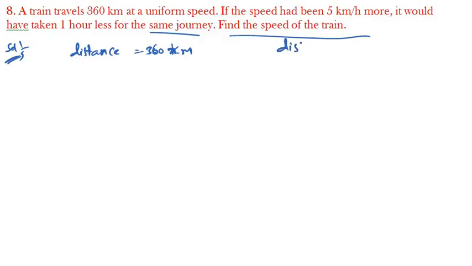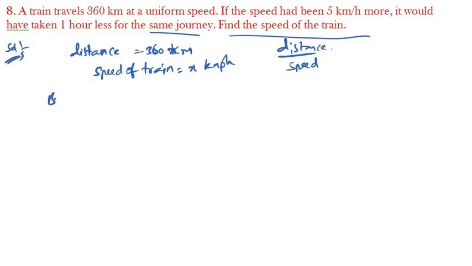Time is distance by speed, no? If the speed is more, the distance will be covered in less time, so the time will reduce. Here the speed of the train is constant, he told us the train has a uniform speed. Speed of the train, how much? It is constant, so let it be x kilometers per hour.